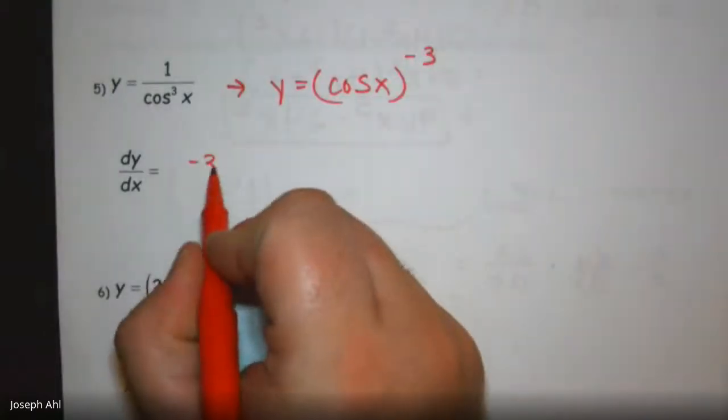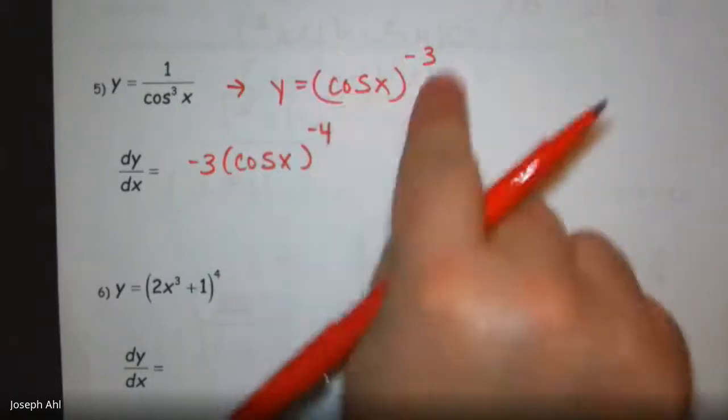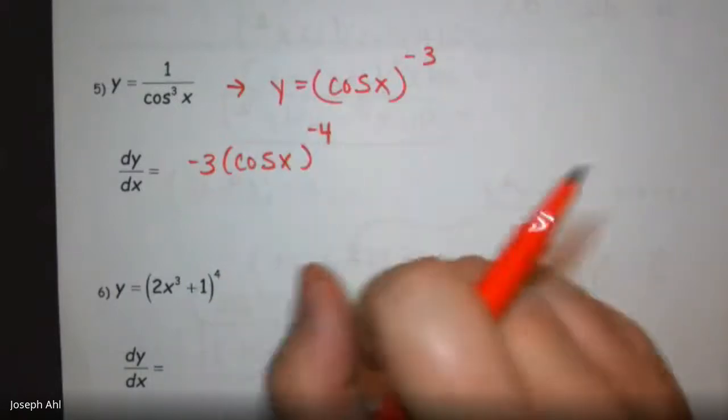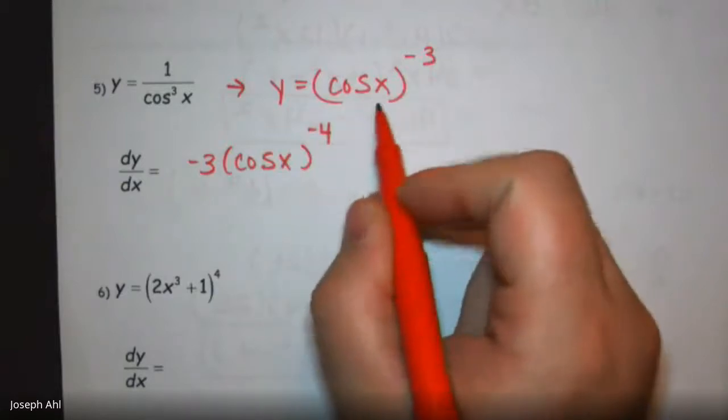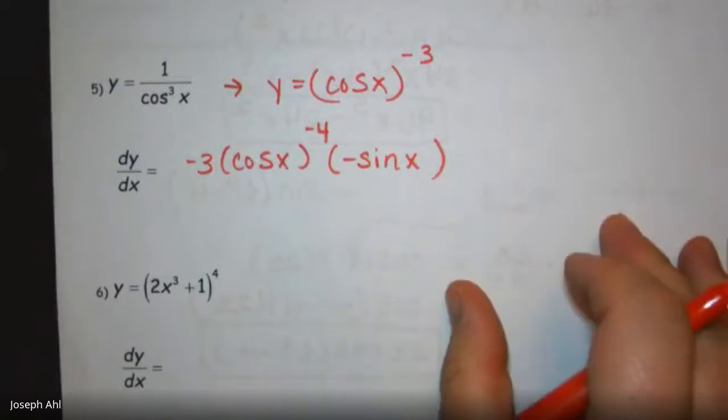So then how would I apply the power rule here? It's going to be negative 3 cos x to the negative fourth, right? The derivative of the outer function is this power rule. And then find that times the derivative of the inside. Well, the derivative of cos is negative sine x.